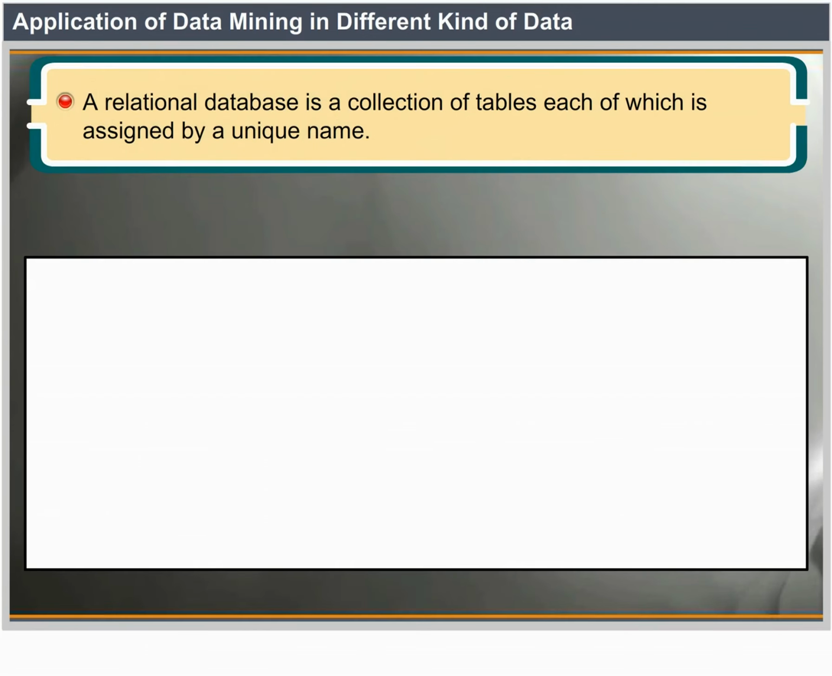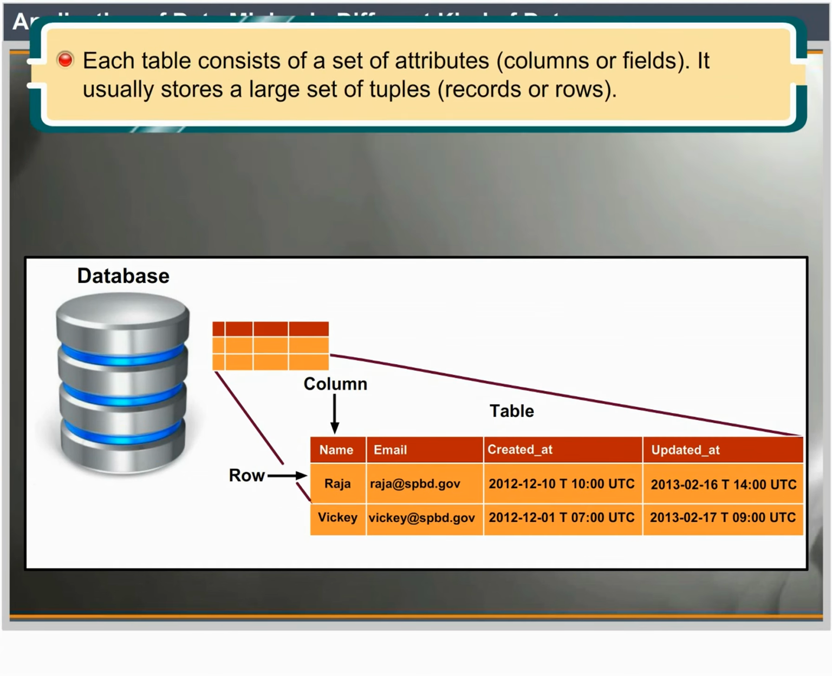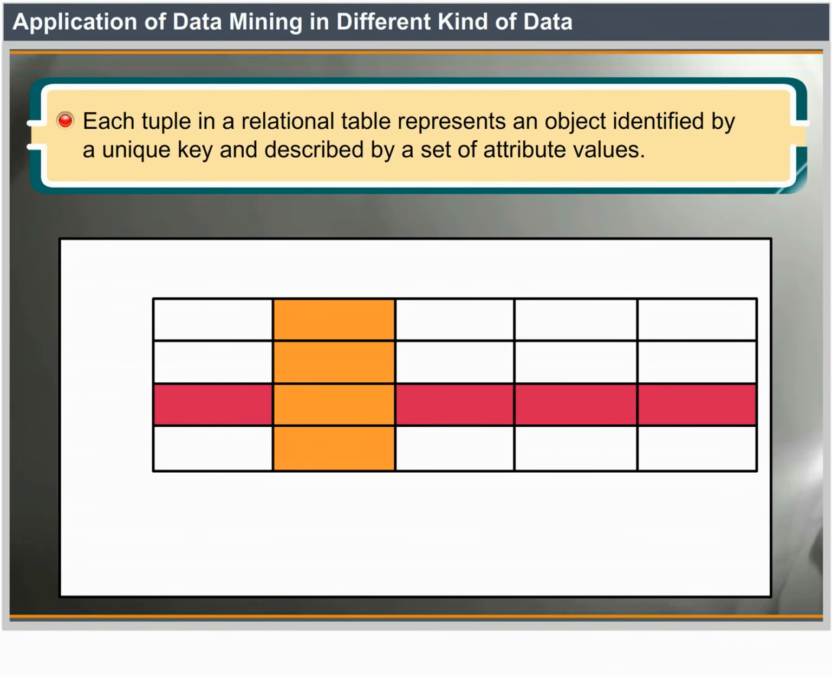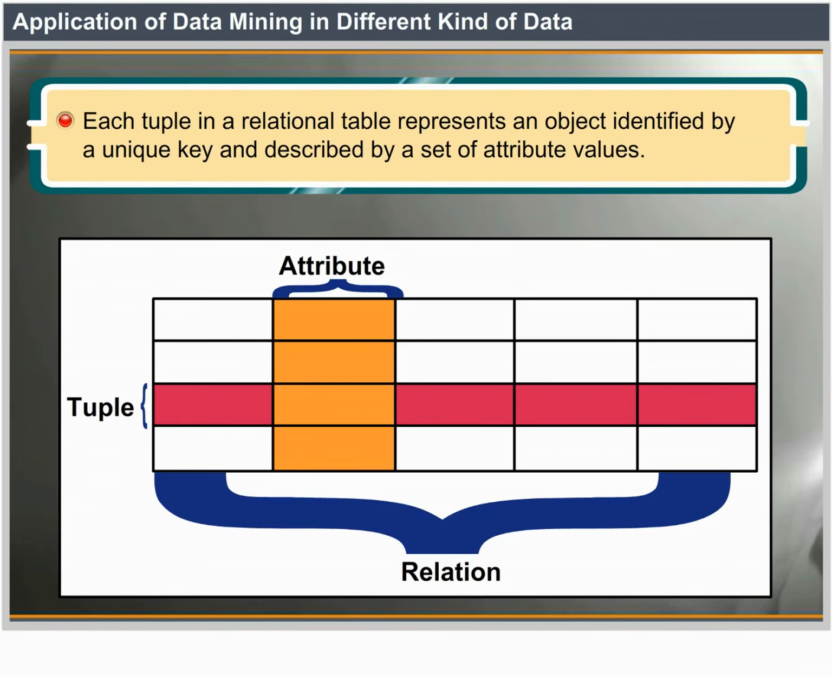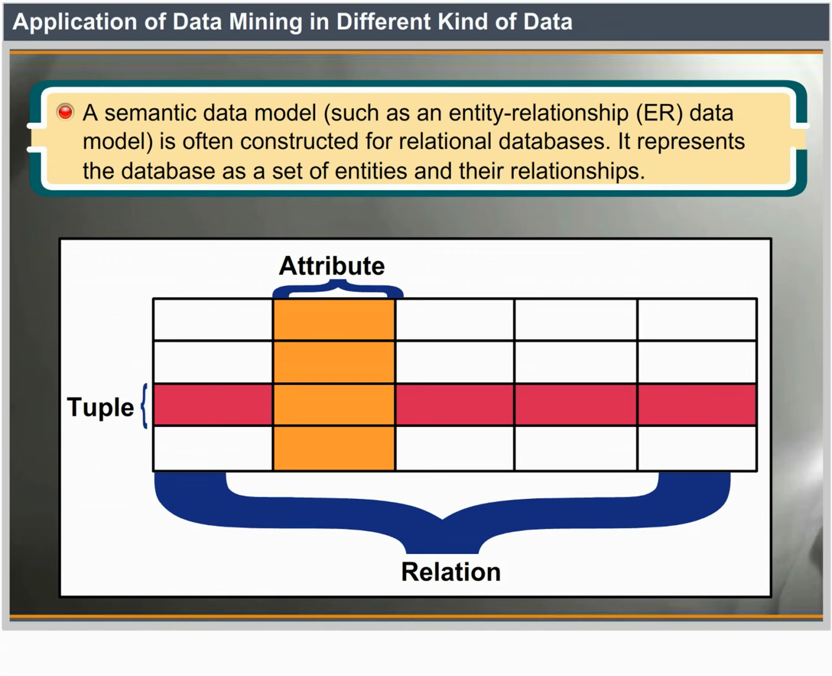A relational database is a collection of tables, each of which is assigned a unique name. Each table consists of a set of attributes, columns or fields, and usually stores a large set of tuples, records, or rows. Each tuple in a relational table represents an object identified by a unique key and described by a set of attribute values. A semantic data model, such as an entity relationship (ER) data model, is often constructed for relational databases. It represents the database as a set of entities and their relationships.